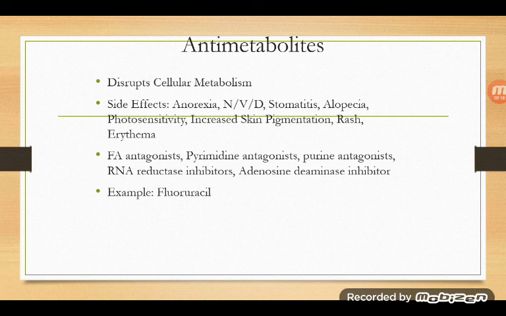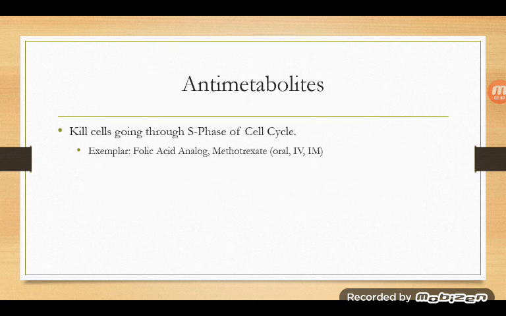Antimetabolites disrupt cellular metabolism. They have effects of anorexia, nausea, vomiting, diarrhea, stomatitis, alopecia, photosensitivity, increased skin pigmentation, rash, and erythema. So they've got all these kind of skin issues that go right along with it. An example of this is fluorouracil. Antimetabolites can kill cells going through the S phase of the cell cycle. So methotrexate is an example of that. And it is cell cycle specific.